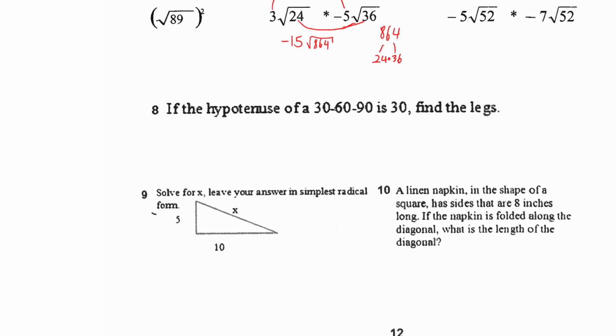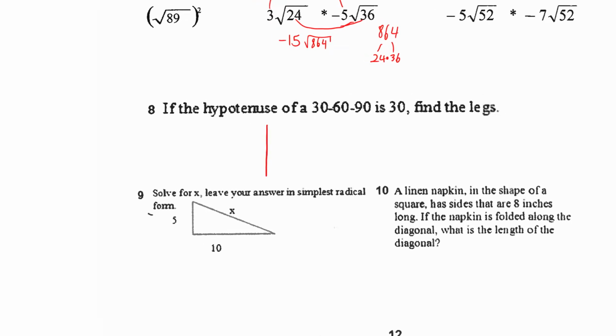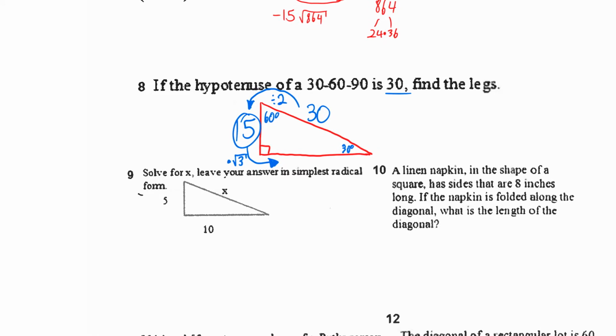Number 8: if the hypotenuse of a 30, 60, 90 is 30, find the legs. We've got a 30, 60, 90, and it says the hypotenuse is 30. Going from the hypotenuse back to the short leg, what do we do? Just divide by 2, it's half of it. So how long is that side? It's 15. Then going down to the long leg, what do we do? Multiply it by the square root of 3. So this gives us 15 square roots of 3.